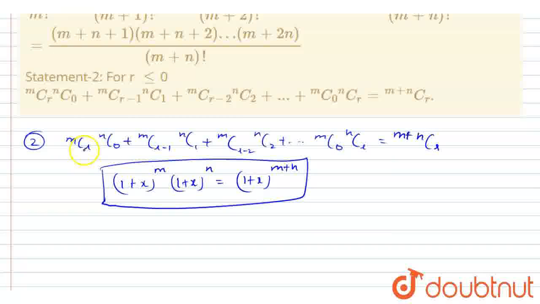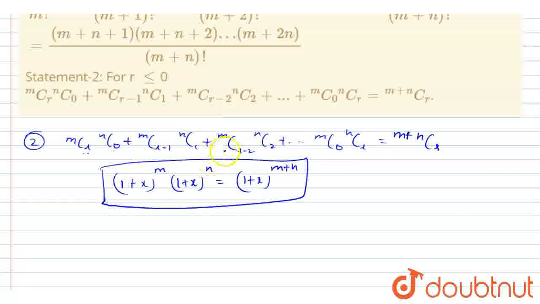Okay students. Now here the C values: r plus 0 is equal to r. This is the range here. So the difference: r minus 1 plus 1, so the 1 cancels and we get r. Here r minus 2 plus 2, so the 2 cancels and the remaining value is r.